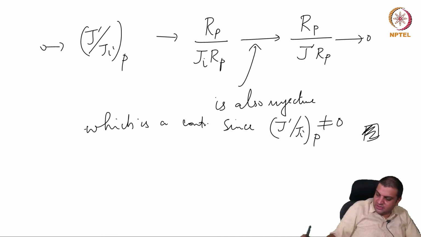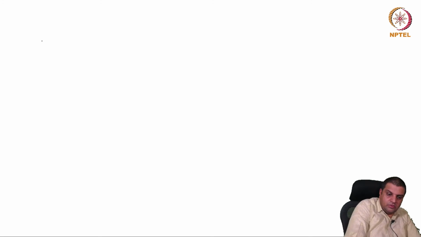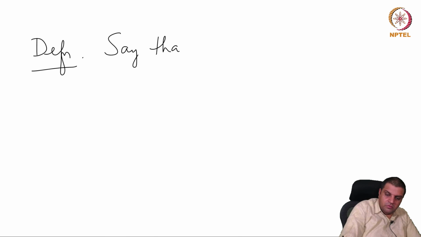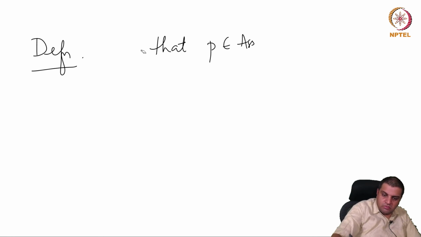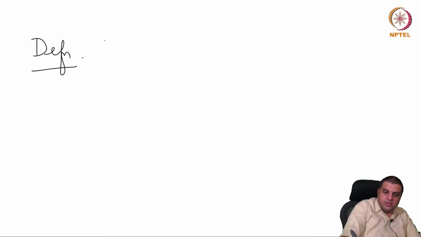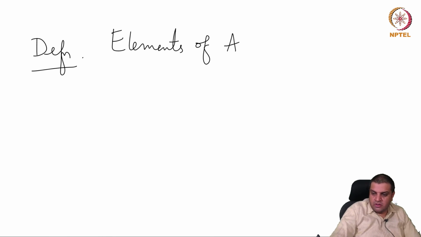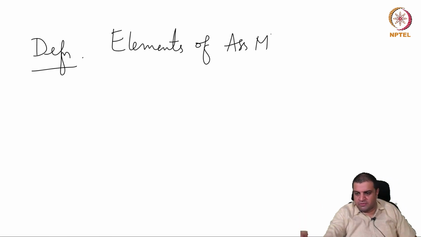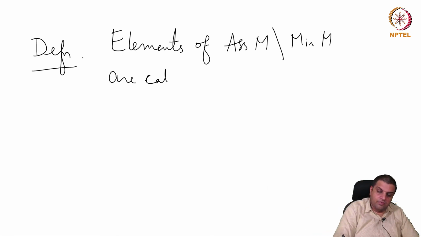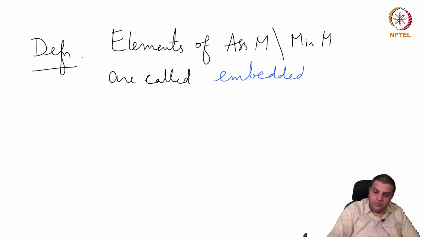Just one definition which we should state: elements of the associated primes of M which are not in the minimal primes of M are called embedded associated primes.